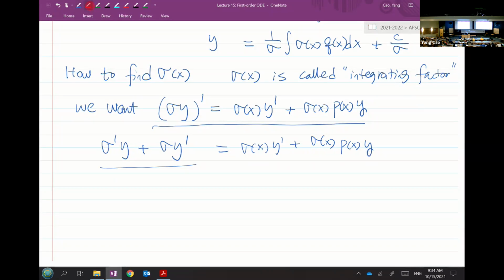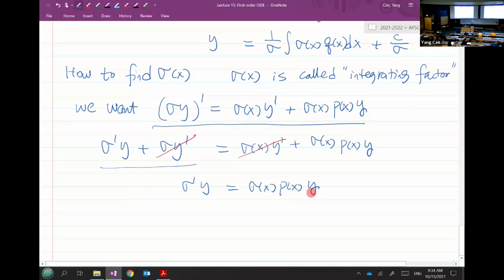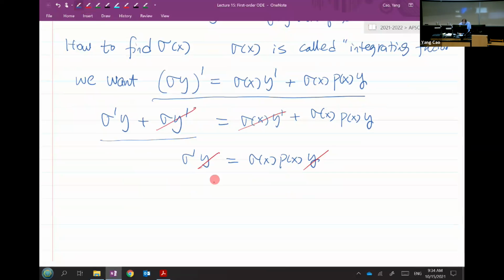So now you can compare the left and the right. You happen to have this term exactly the same, so you can cancel them out. And then you're left with sigma prime y equal to sigma of x, p of x, and y. And of course, this y and y will cancel out. So you're basically left with, now I'm going to rewrite sigma prime as d sigma over dx equal to sigma of x p of x.